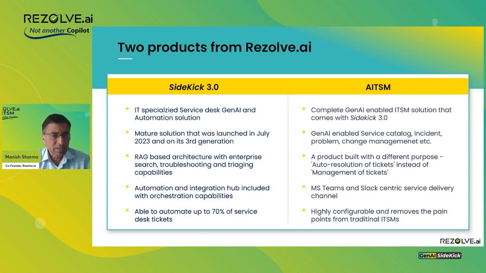So there are two variations, like I said. Sidekick, for companies of all sizes. AITSM is definitely for mid-size companies, a very modern take on ITSM.